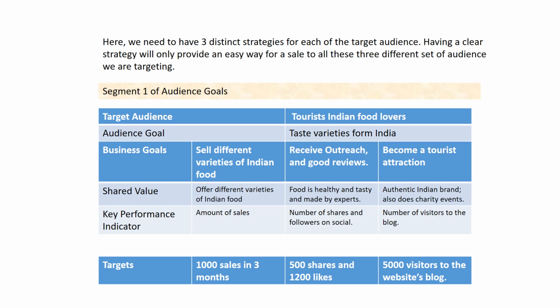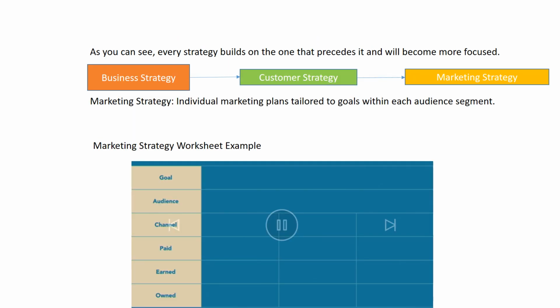Now that we understand our business and our customer, it's time to identify how we are going to go about our online marketing. So, you may have noticed a pattern in our previous examples. Each strategy was built on the strategy that preceded, and each time we got even more specific. Our marketing strategy will actually be many individual plans, each tailored to one goal for an audience segment we specify. To help you understand, let's review another table. And earlier, we identified an audience of tourists that love Indian food.